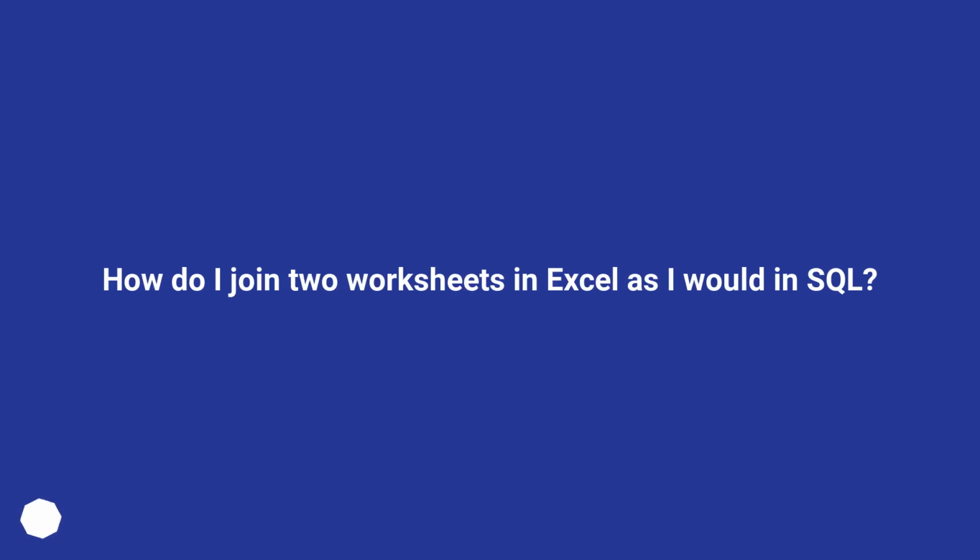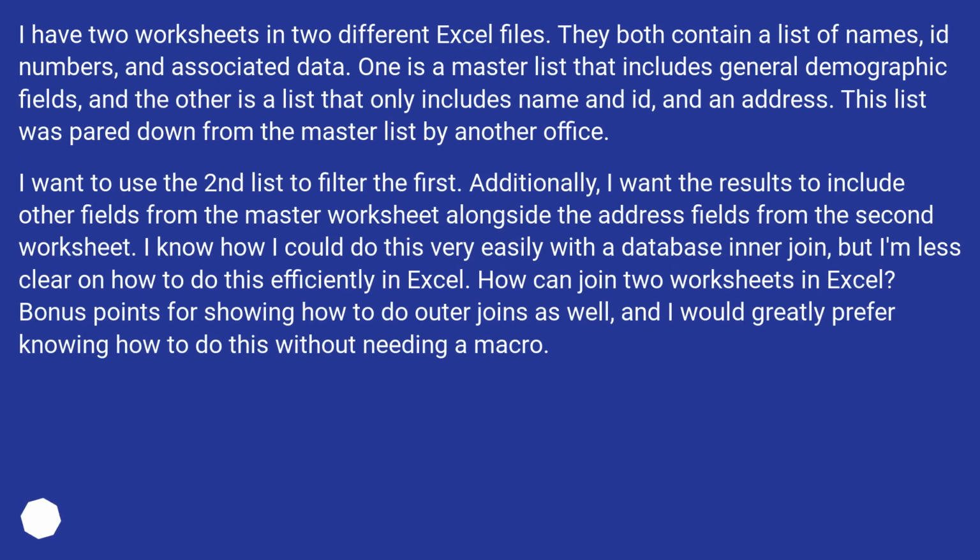How do I join two worksheets in Excel as I would in SQL? I have two worksheets in two different Excel files. They both contain a list of names, ID numbers, and associated data. One is a master list that includes general demographic fields, and the other is a list that only includes name and ID, and an address.